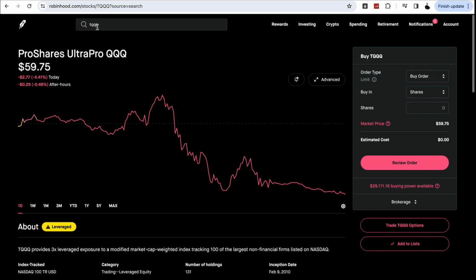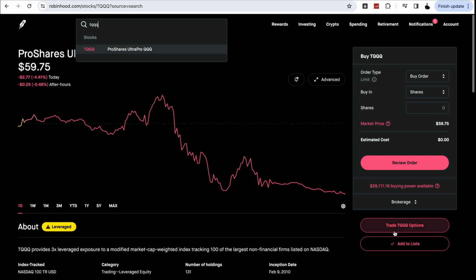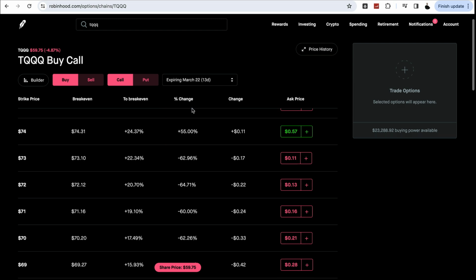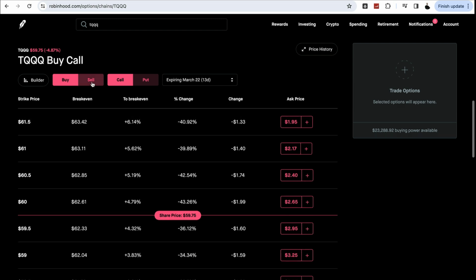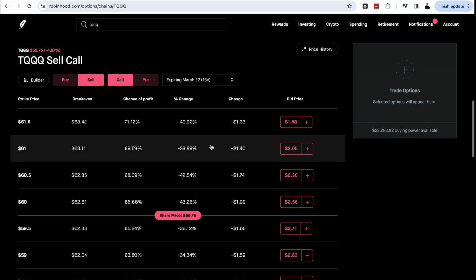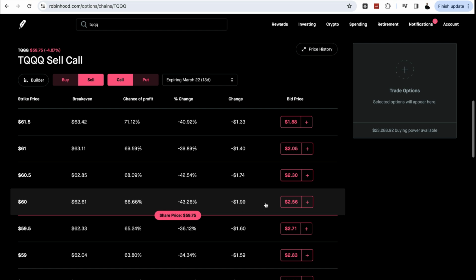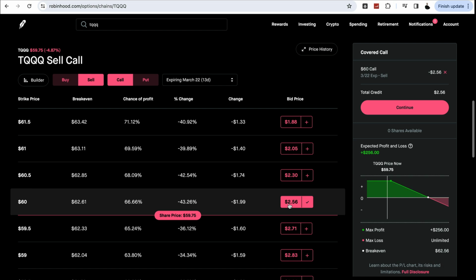So I'm looking at this ProShares TQQQ. I click Trade Options. And then I want to pick an expiration. I want to go maybe out like almost 2 weeks here. And the first thing you want to do is sell a call. And so you want to choose a strike price where you think the stock is going to remain below when you're selling this call. So I'm going to go here at the $60 strike price and select that. And for that, I should collect a credit of $2.56 per share times 100 shares per contract is $256.